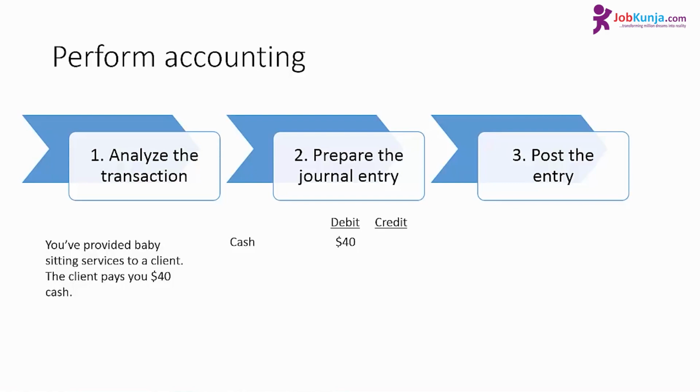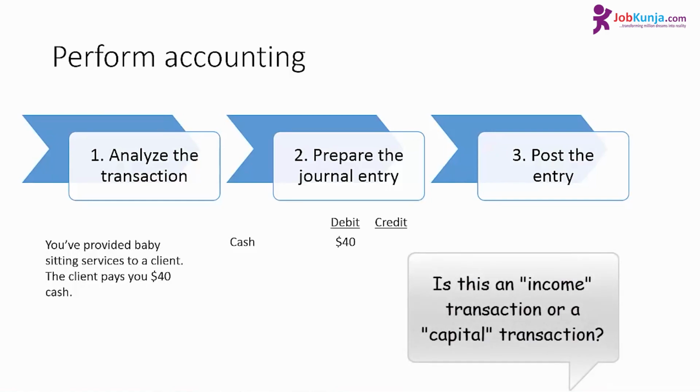The credit side does not impact the liability account because we don't owe that $40 to anybody. In fact, it's ours to keep, so it must go into equity. So moments ago, I just finished telling you that equity is usually made up of either owner's contributions and withdrawals or the income accounts. You need to decide, is this an income transaction or a capital transaction? Take a moment to consider.